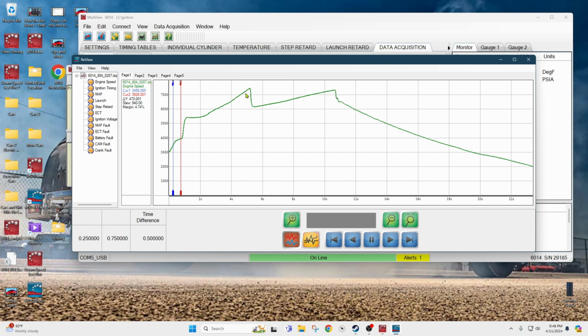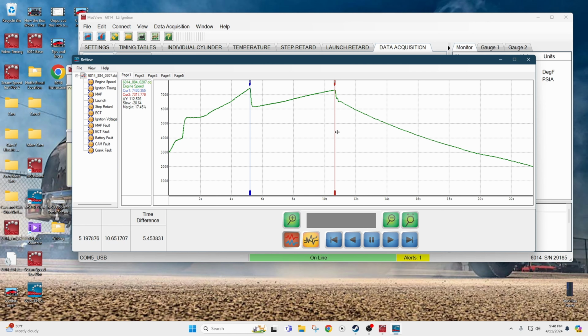You can find out how well you're nailing your shift points. You've got these little indicators here that show red is red and blue is blue. So you can see where your shift light's set and where you actually hit the shift, right? 7,500 is my shift point, and I hit 7,430. I pulled it just a little bit early. So you can see that. You can see the time difference between these two indicators.